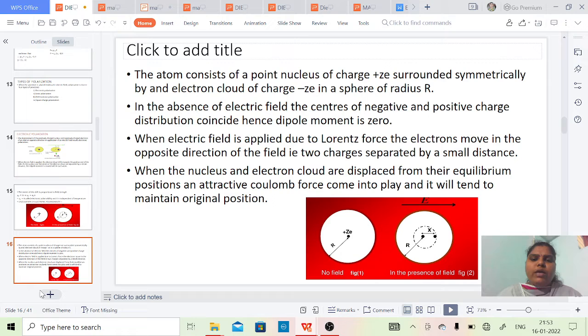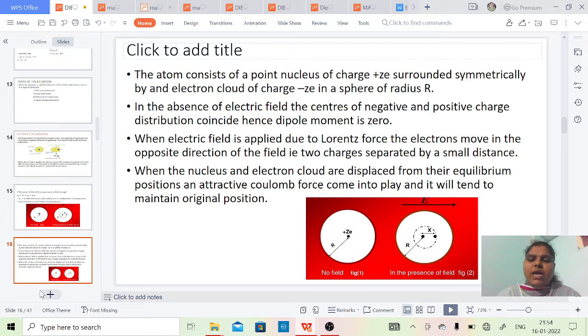The atom consists of a point nucleus of charge plus Ze surrounded symmetrically by an electron cloud of charge minus Ze in a sphere of radius r. In the absence of an electric field, the centers of the negative and positive charge distributions coincide, hence the dipole moment is zero. So there is no dipole moment. When an electric field is applied, due to the Lorentz force, the electrons move in the opposite direction of the field, so the two charges are separated by a small distance. When the nucleus and electron cloud are displaced from their equilibrium positions, an attractive Coulomb force comes into play and tends to maintain the original position.